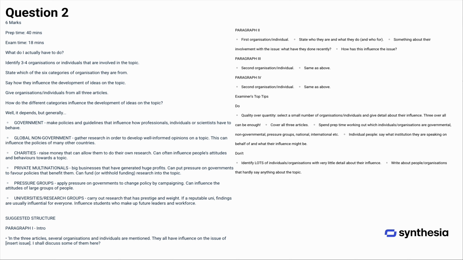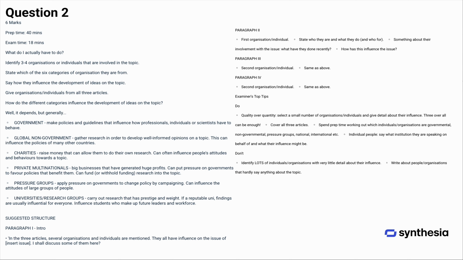Question 2. Influence. 6 marks. Prep time, 40 mins. Exam time, 18 mins. What do I actually have to do? Identify 4 organizations or individuals that are involved in the topic. State which of the 6 categories of organization they are from. Say how they influence the development of ideas on the topic. Give organizations and individuals from all 3 articles.